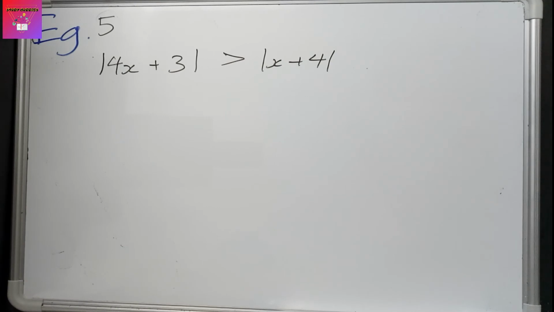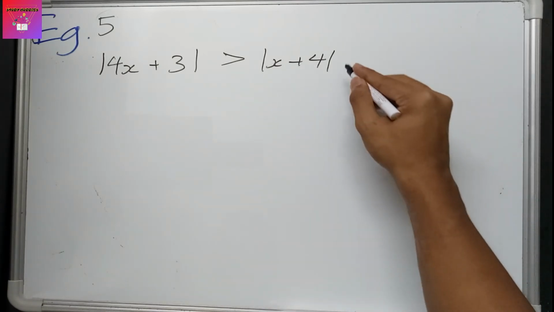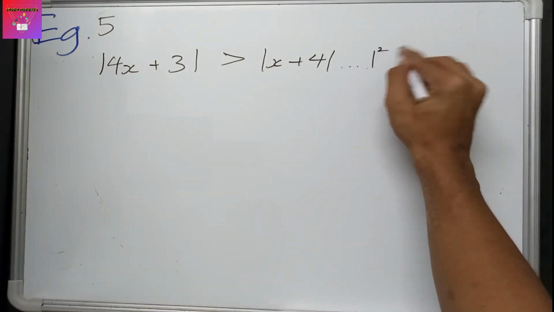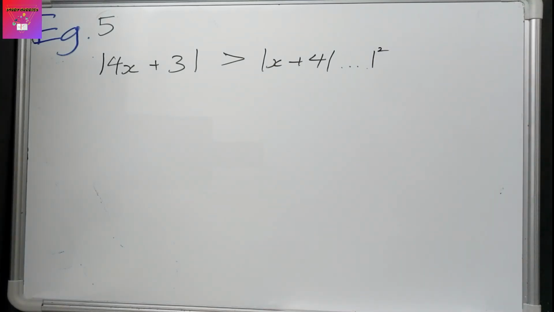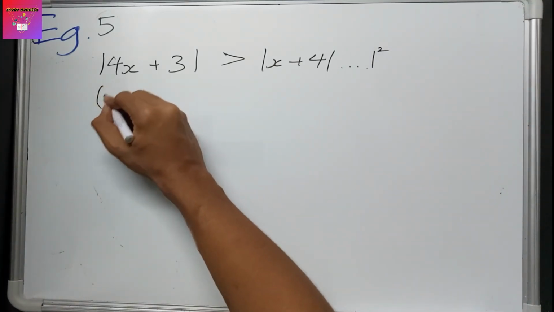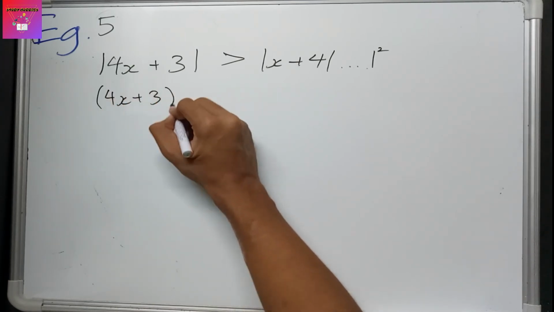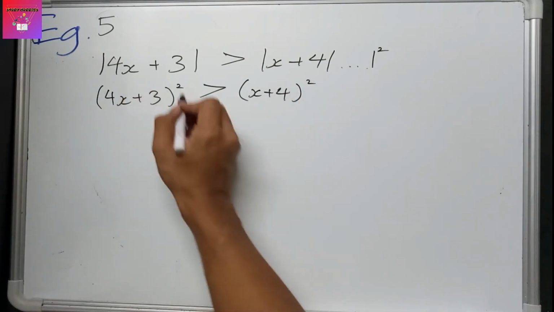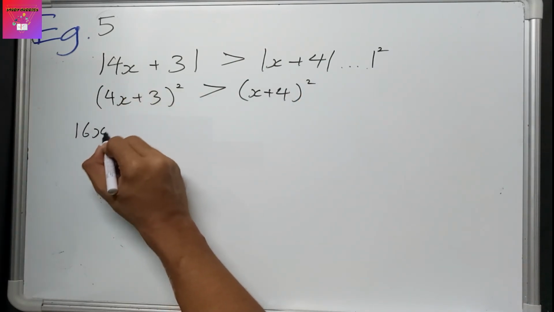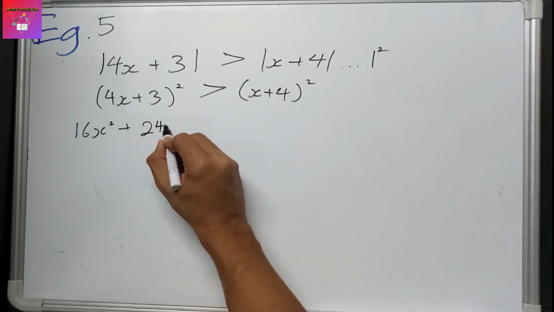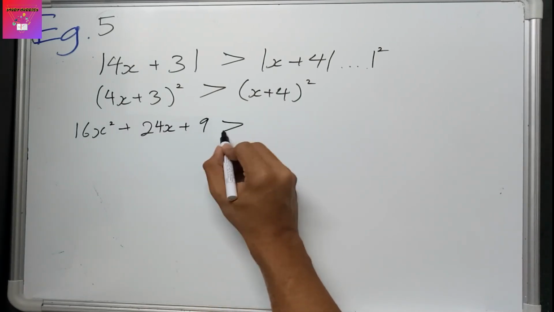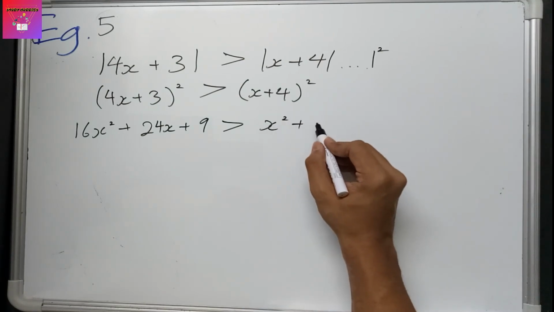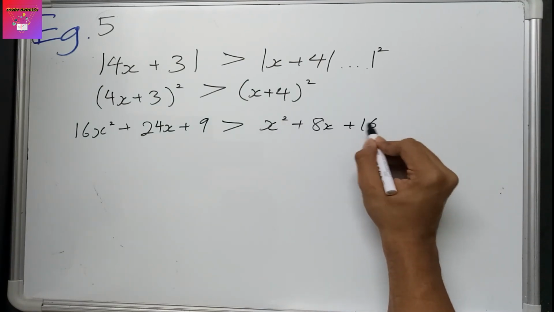Modulus of 4x plus 3 is greater than modulus of x plus 4. So since we see both sides are having modulus and they are in an inequality, how we are going to solve this is a bit unique, where we have to power 2 the whole equation. So once we square this whole equation, it's going to be (4x plus 3) square greater than (x plus 4) square. So when we square this, we are going to get 16x square plus 24x plus 9 greater than x square plus 8x plus 16.